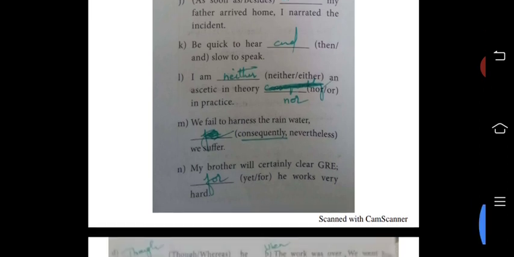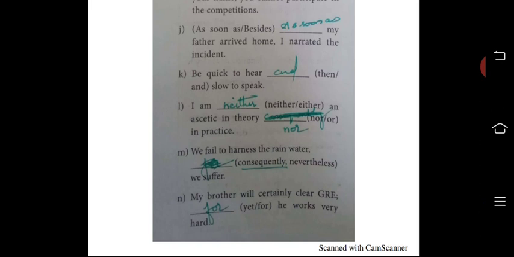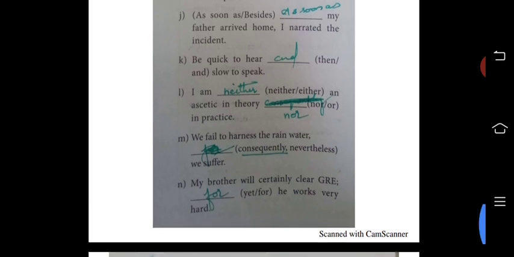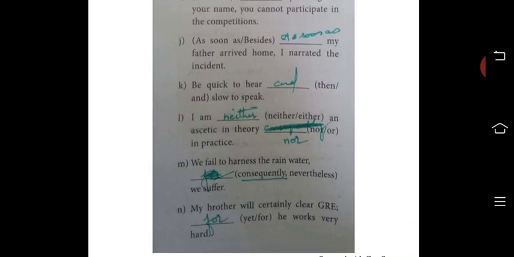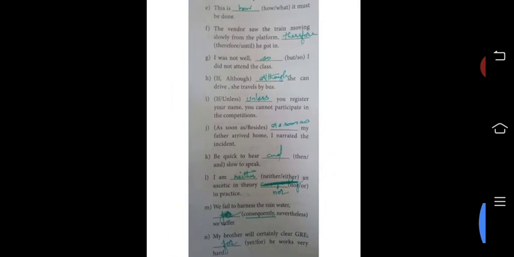Okay. Then we fail to harness the rainwater. Consequently, we suffer. And then my brother will certainly clear GRE for what? For he works very hard. Okay. Got it? Can take a screenshot.